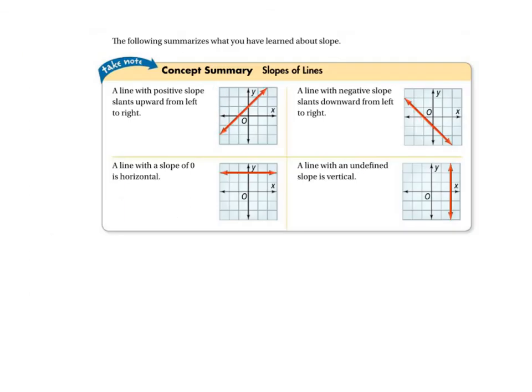Okay, here's a quick summary of the slopes. If you have a positive slope, it's rising as you go to the right. If you have a negative slope, it's dropping as you go to the right. Horizontal slopes are 0 and vertical slopes are undefined.